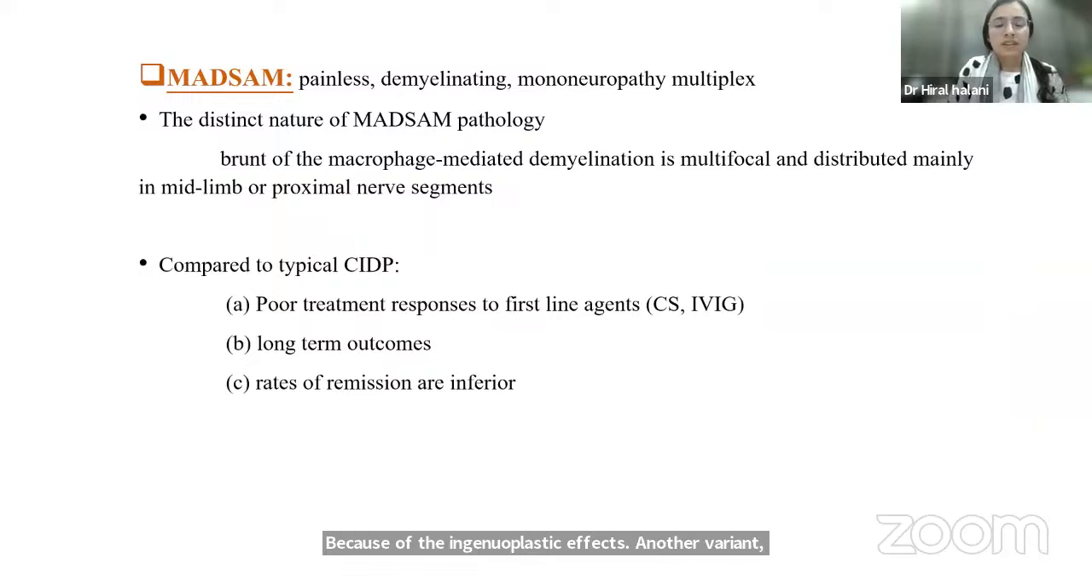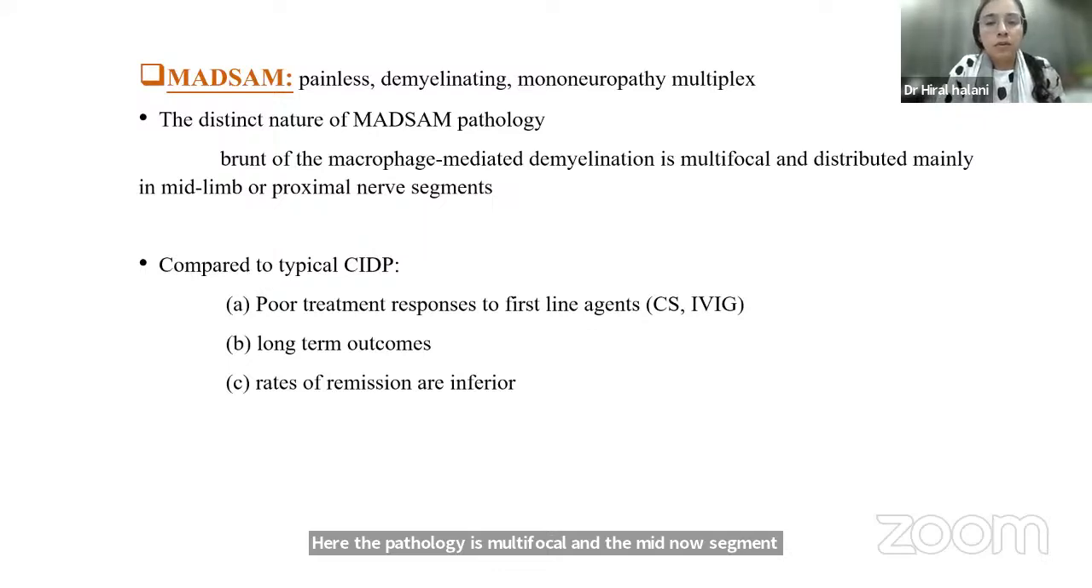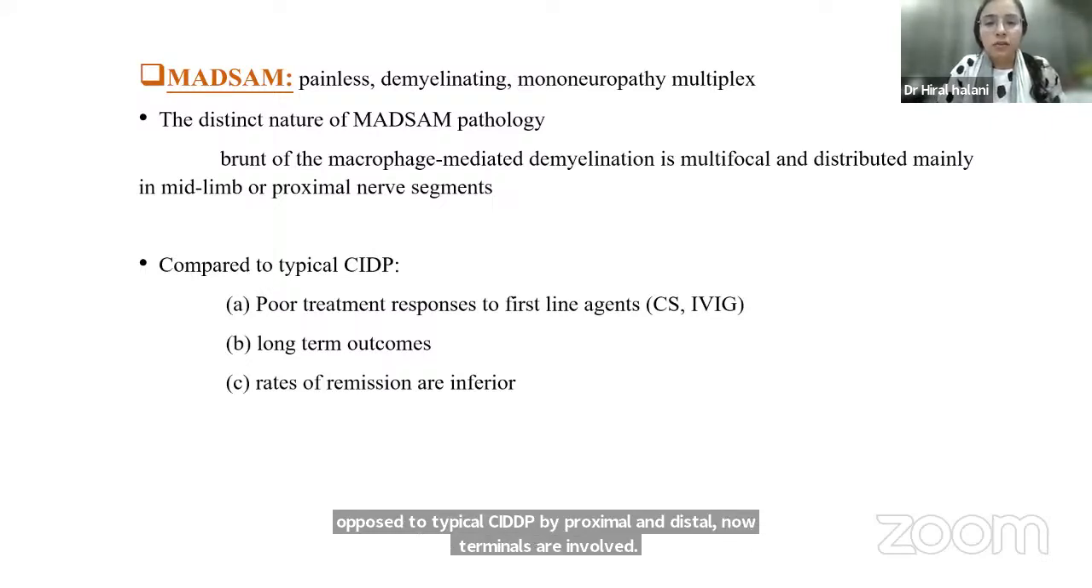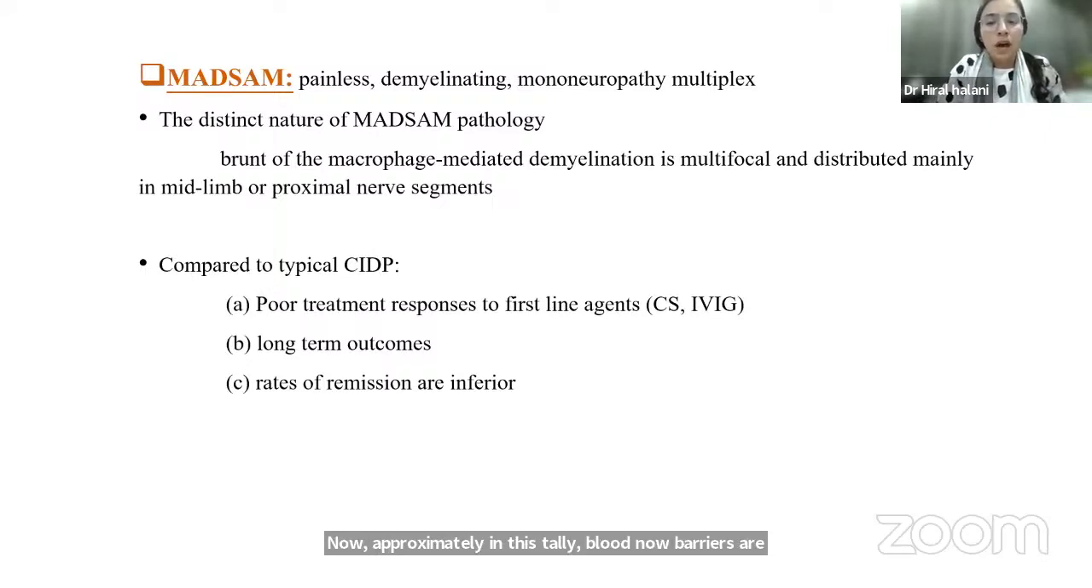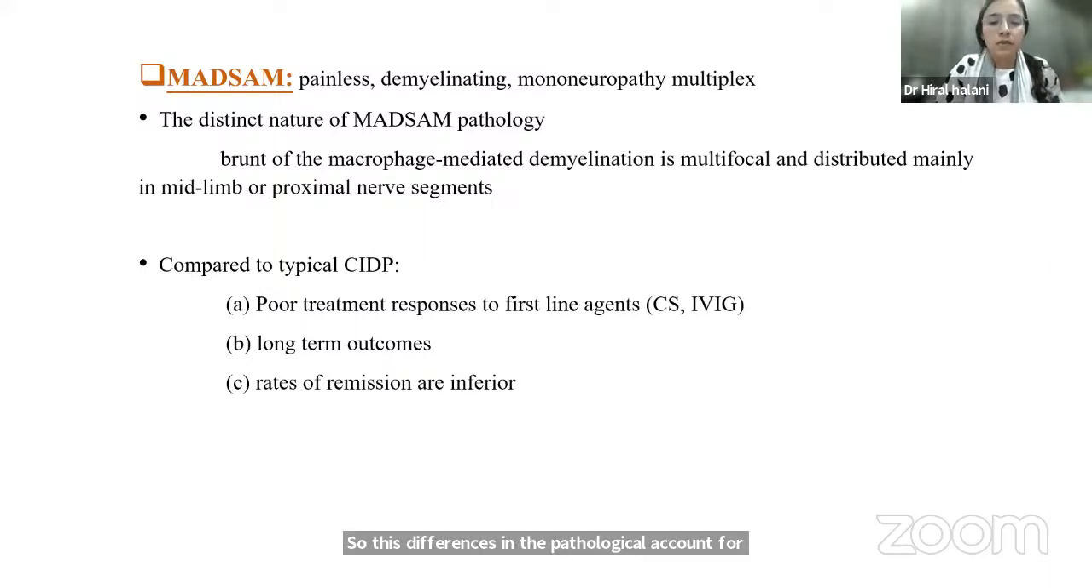Another variant, MADSAM. Now here the pathology is a little different from typical CIDP. Here the pathology is multifocal, and the mid-nerve segments and proximal segments are more involved, as opposed to typical CIDP where proximal and distal nerve terminals are involved. Now proximally and distally, the blood nerve barriers are loose and less intact. So the humoral factors, antibodies, are more involved in pathology rather than cellular factors. So these differences in the pathology will account for the differences in treatment responsiveness.